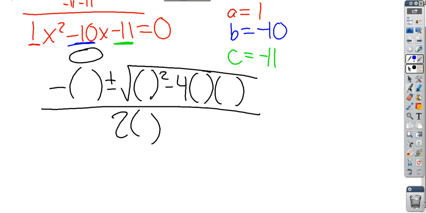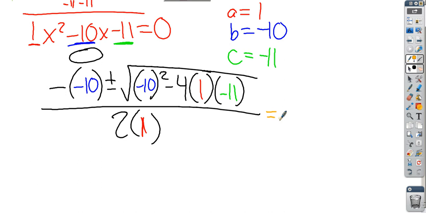So I'm going to plug in where b is supposed to go. It's negative b, where b is negative 10, so negative 10 plus or minus the square root of b squared, that's negative 10 squared, minus 4 times a times c all over 2 times a, so 2 times 1, and again c would be negative 11. And from this point, all we need to do is just simplify that a little further.